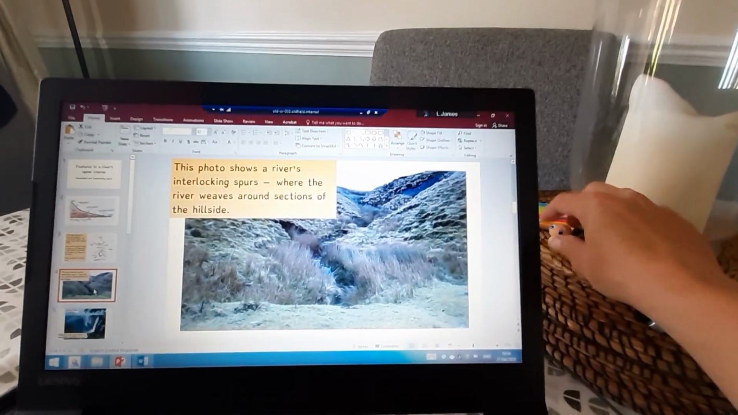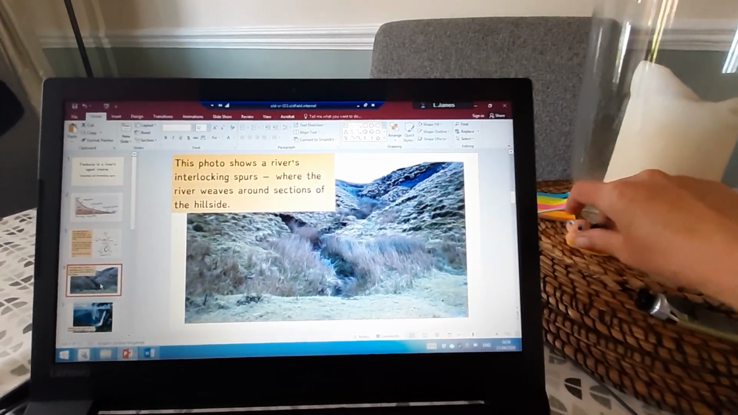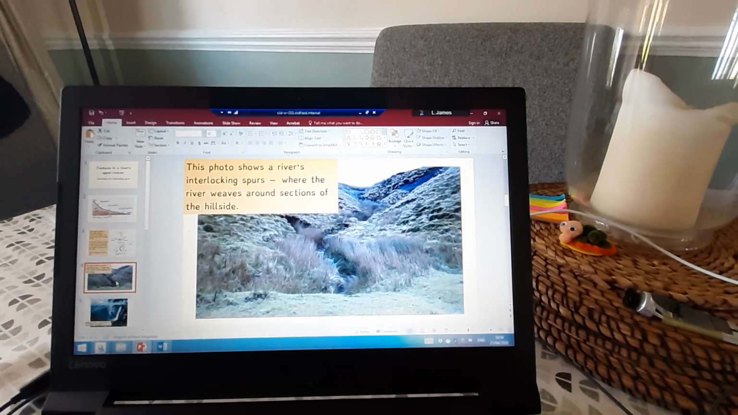Oh, I've just realised that I've got a little pom-pom handmade turtle in the background for you to enjoy.